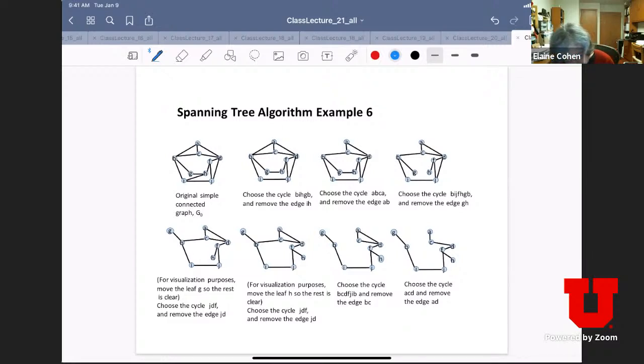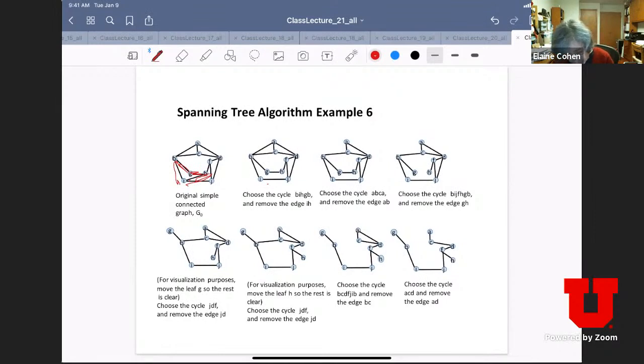So let's look at the loop. Let me try it in red. I look at the loop B to I. Oh, right. In this one, I look at B to I to G to H to B. There's the loop. And I'm saying I can pick any edge. So I'm going to pick the edge IH and take it away. So this next graph is the result of that removal.